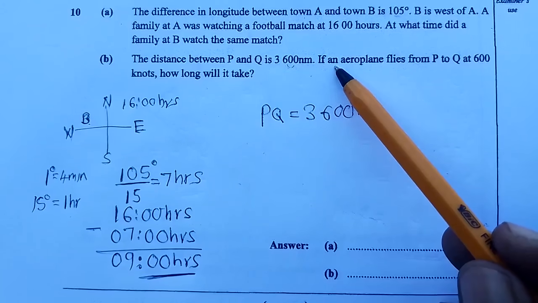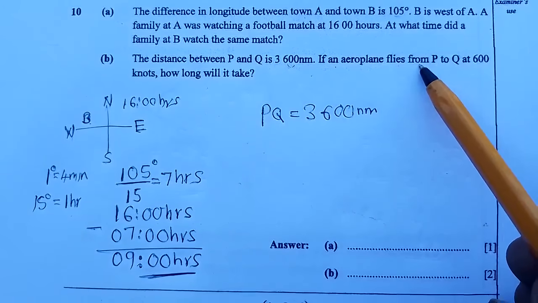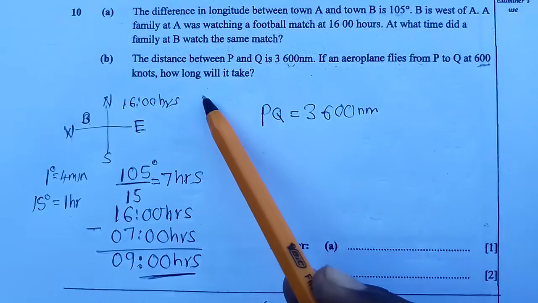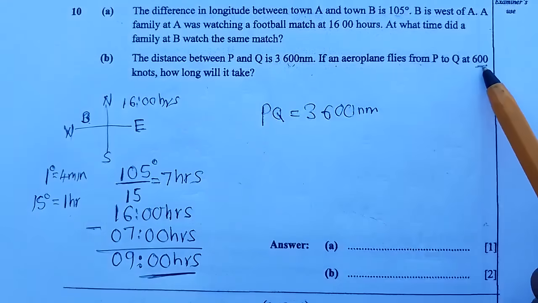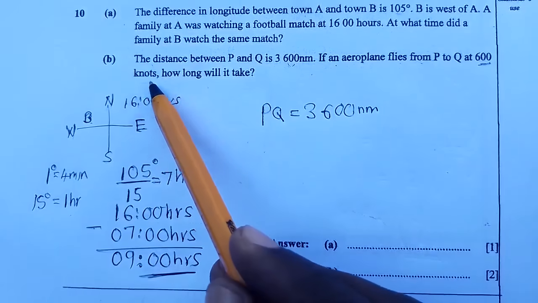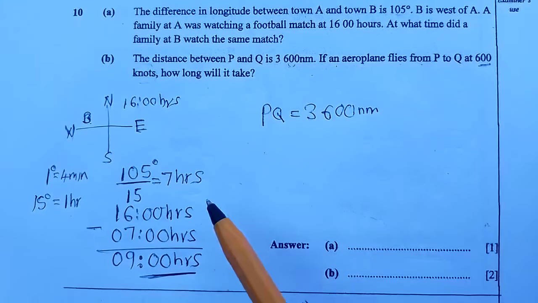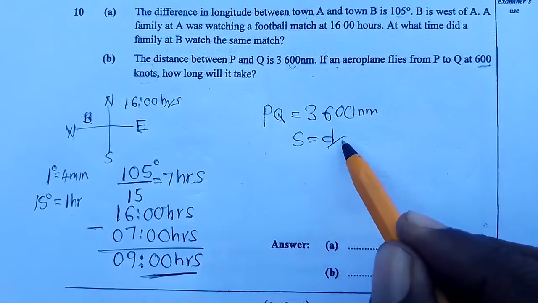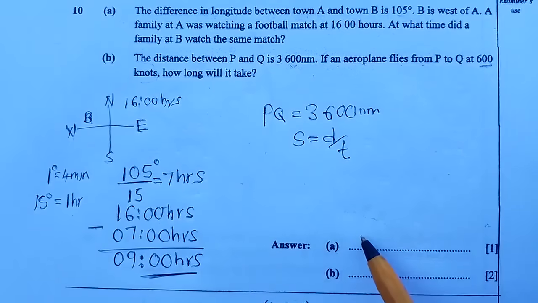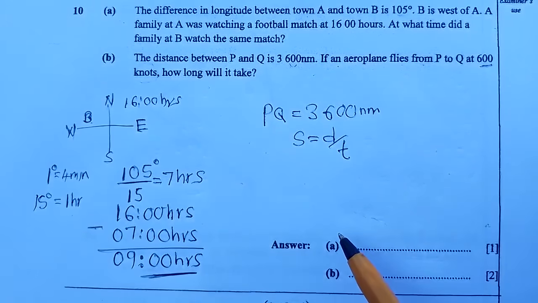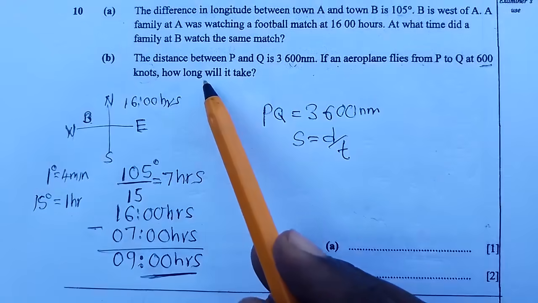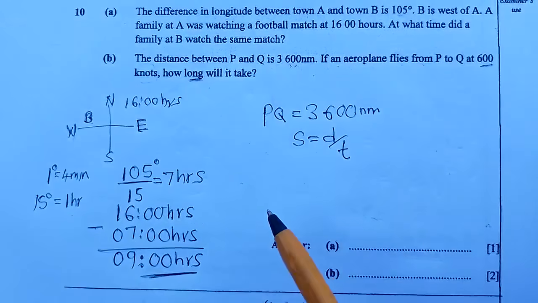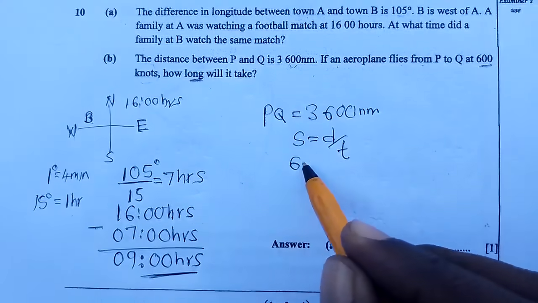If an aeroplane flies from P to Q at 600 knots, how long will it take? So 600 knots, this is your speed. You know that speed is given by this formula: distance over time. So what are we asked in the question? We are told, how long will it take? So it is the time there. They're talking about time.